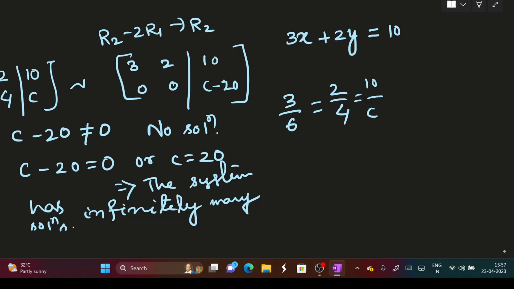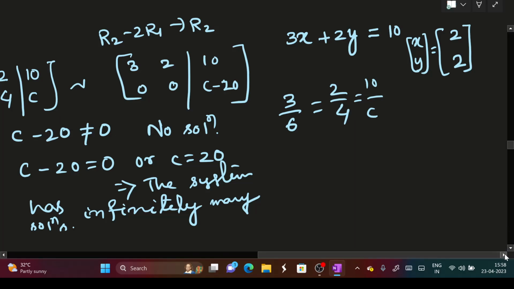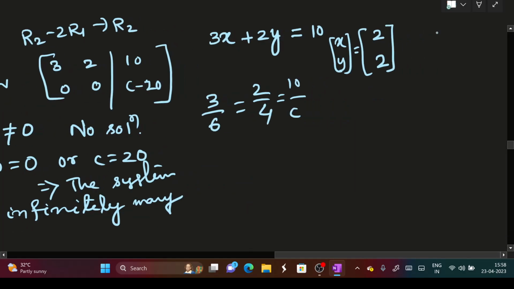Let us take y is equal to 2. How much is the solution? y is equal to 2 implies x is equal to 2. It is one of the solutions, (x, y). How? y is equal to 2 means 2y is 4. 4 can come to this side, it is 6. 3x is equal to 6. Hence x is equal to 2.